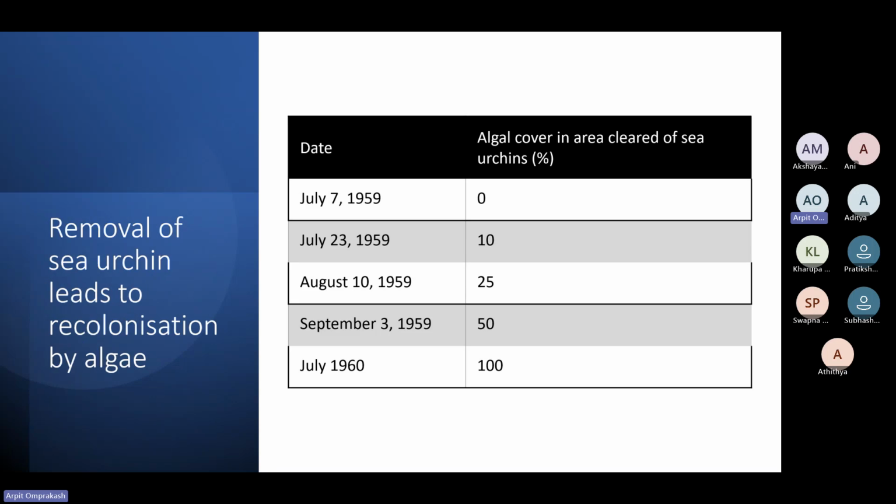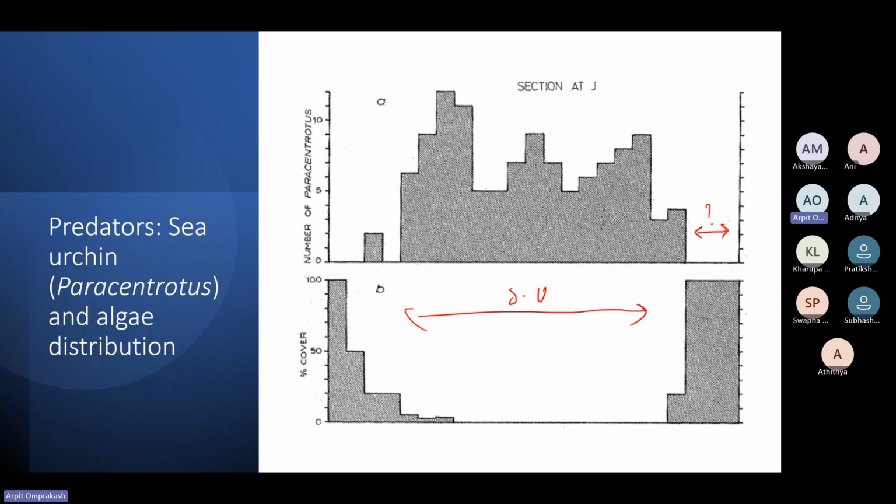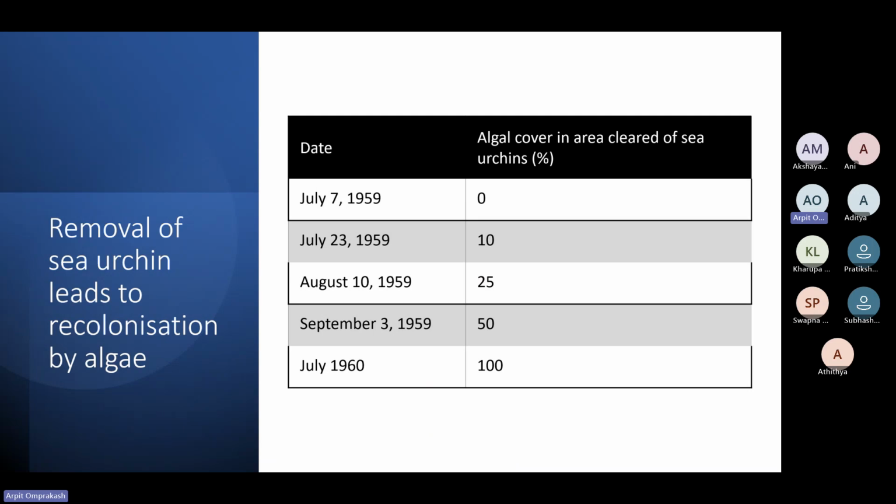Okay. So how do we confirm that these sea urchins are basically the reason why the algae are not moving into the other areas? What these researchers did is they removed the sea urchins and saw if the algae then tend to go into that area. So across time, they measured the algal cover of the area that was cleared of sea urchins.